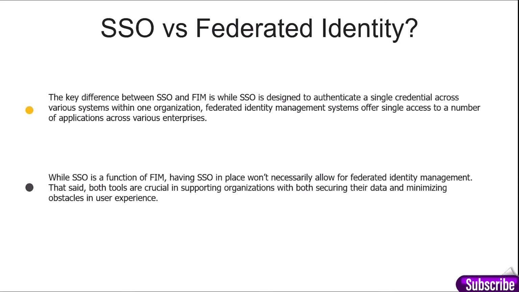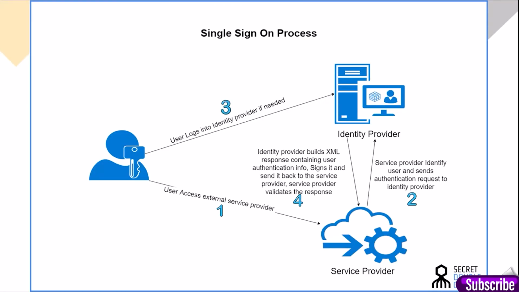The key difference between SSO and FIM, which is federated identity management, is that while SSO is designed to authenticate a single credential across various systems within an organization, FIM is a system to offer single access to multiple products across various enterprises. SSO is a function of FIM. Having SSO in place won't necessarily allow for federated identity management. That said, both tools are crucial in supporting organizations with both securing their data and minimizing obstacles in user experience.